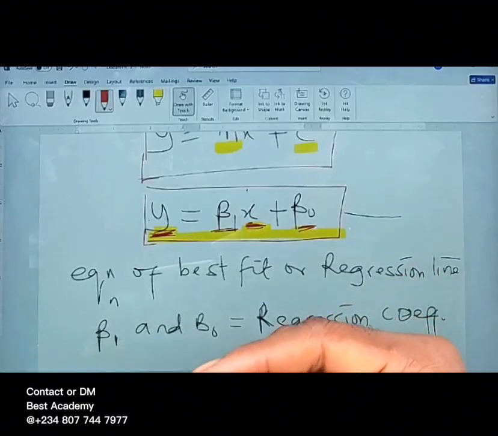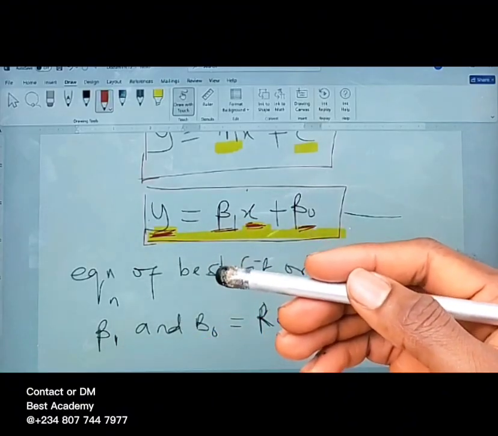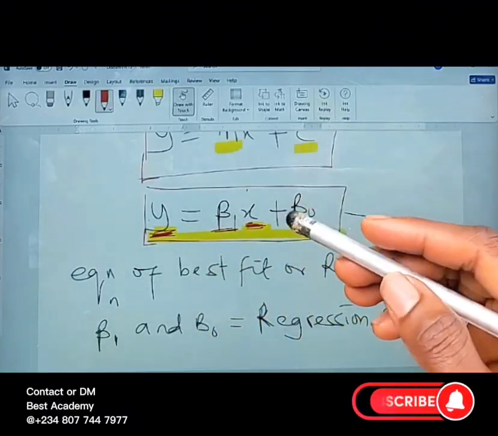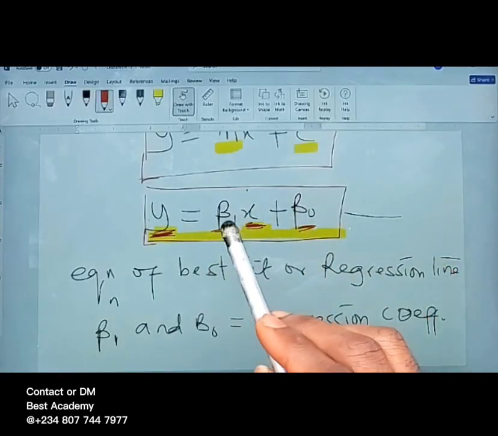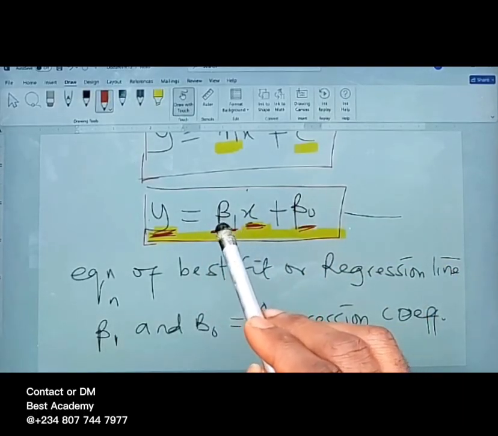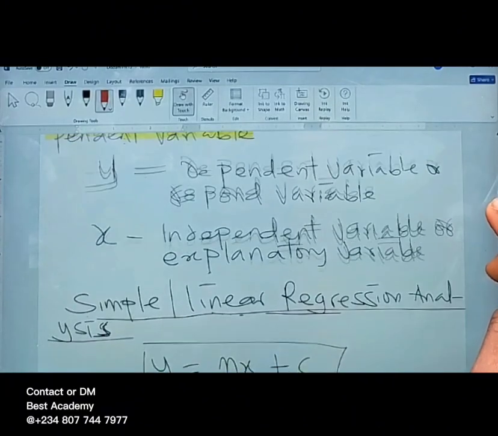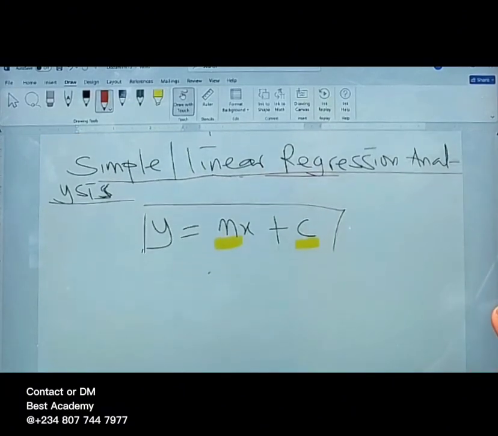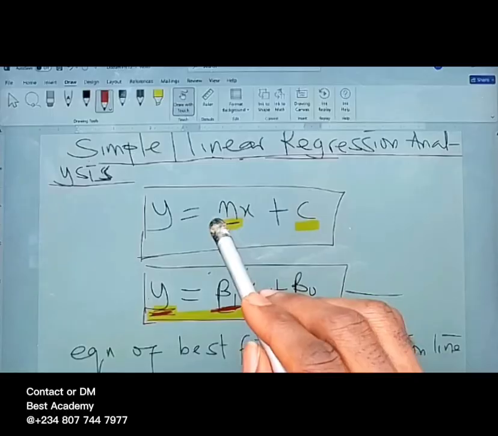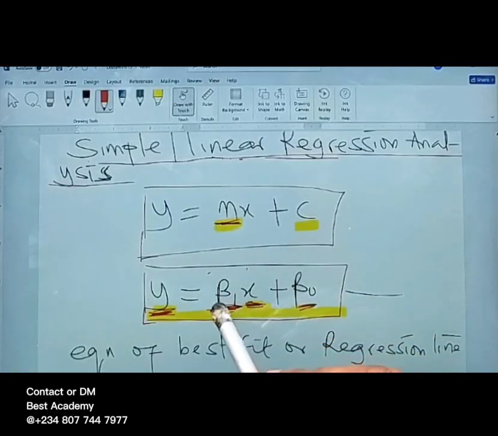Our intention here is to find the relationship between y and s. Please take note, but before that, let's try to know that this coefficient here, beta 1, the coefficient of s, stands as the slope in this equation of a straight line. This is the slope, and this is the intercept.